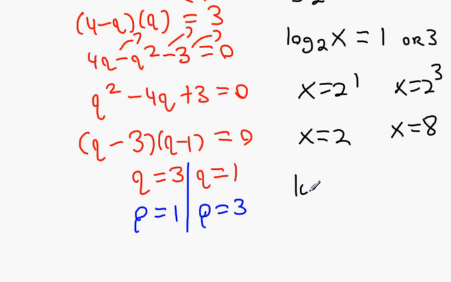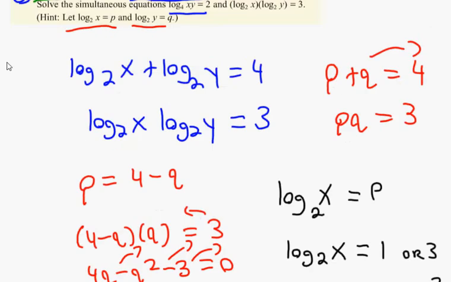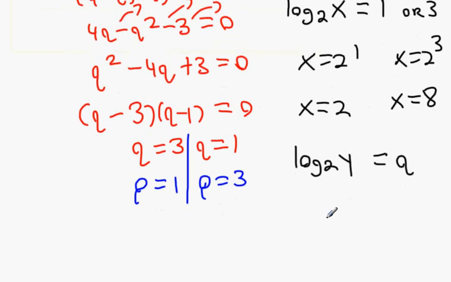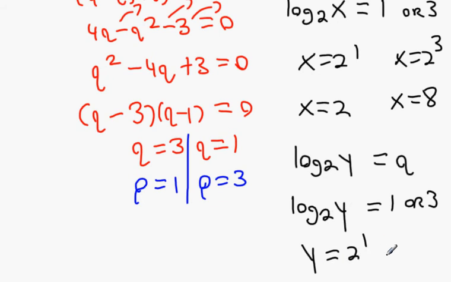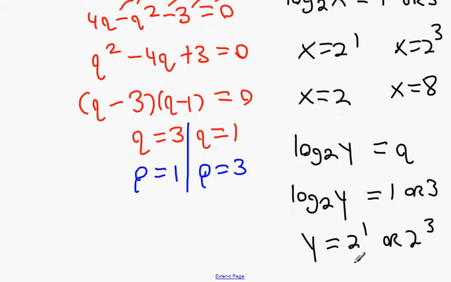It's the same thing for y. Log y to the base 2 equals q. Is that what it was? Okay, and what this will mean is q is either 1 or 3. This means that y therefore is equal to 2 to the power 1 or 2 to the power 3, and the two answers are 2 and 8. 2 or 8. Okay?